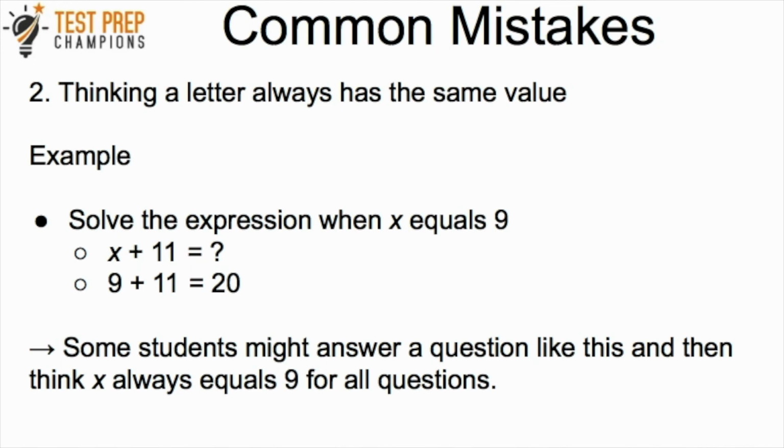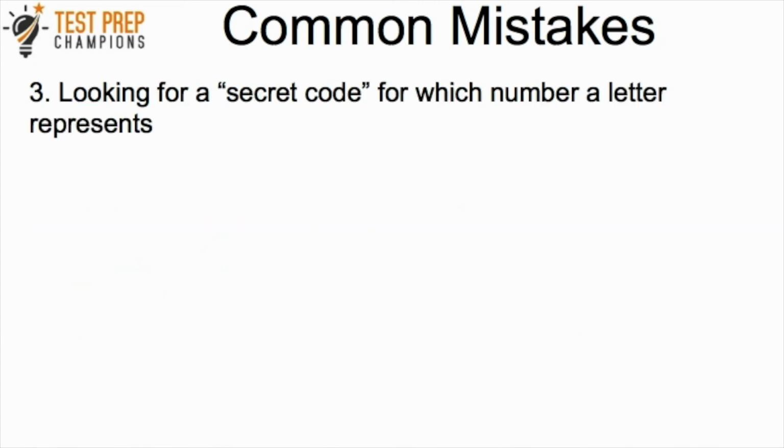Some students might get a question like this where it says solve the expression when x equals 9, and then throughout the entire test, every time they saw an x, they would assume that it equals 9. And that would be a mistake, all right? So you probably won't get a question that's this simple on the test, but my point here is that if one question tells you that x equals 9, don't assume that every time you see x on the whole test, x always equals 9, because that's most likely not going to be true.